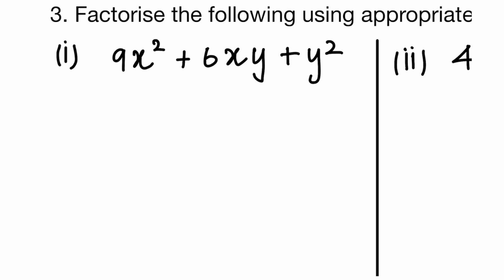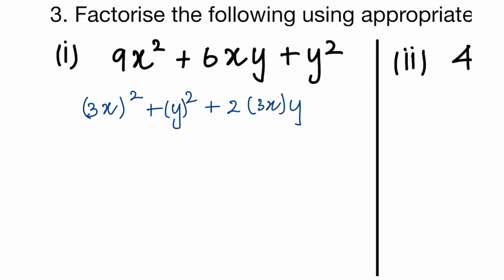We have 9x squared, right? Starting with 9x squared, and 9 is 3 squared, right? So this 9x squared can be written as 3x the whole square. And let us take the y squared term now. It's y squared as such, so y the whole square, and the 6xy term can be written as 2 into 3x into y. Now why have I written this 6xy as 2 into 3x into y?